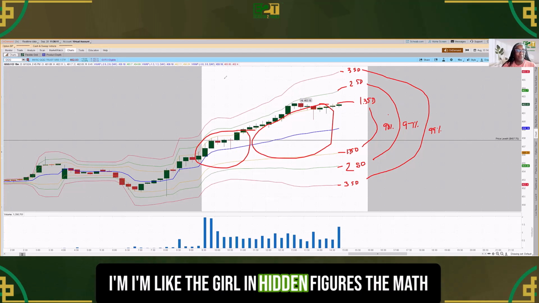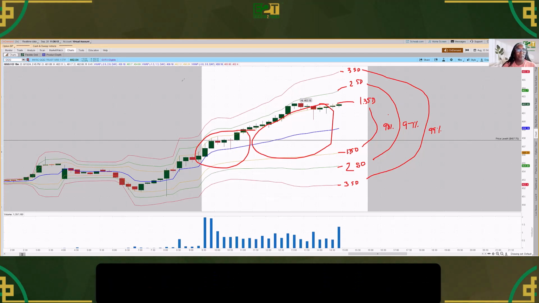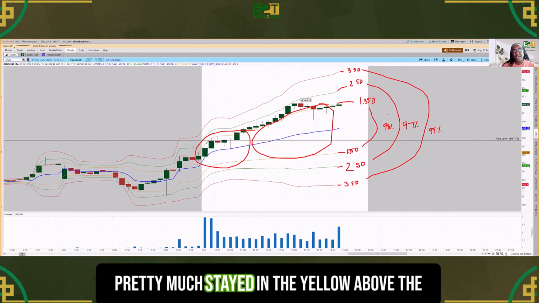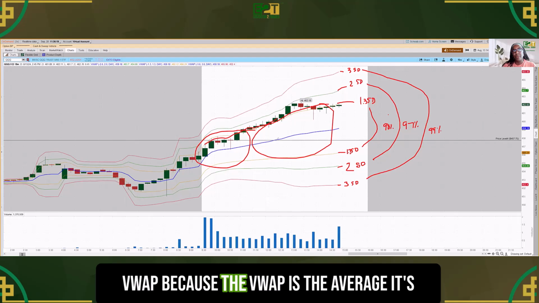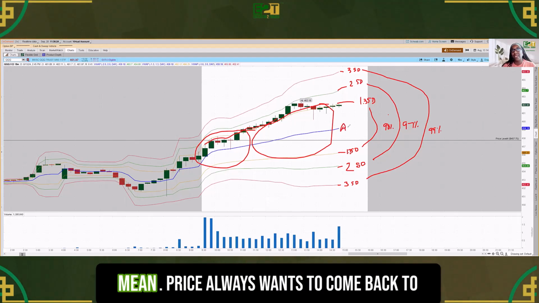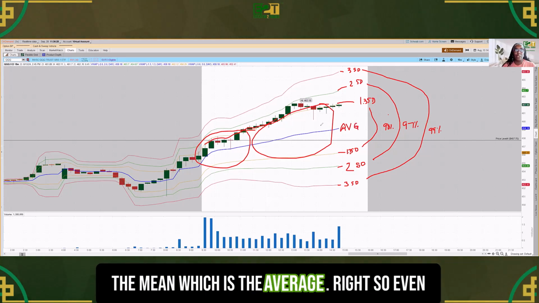I'm like the girl in Hidden Figures. The math is dependable. Math is dependable. So you see how price pretty much stayed in the yellow above the VWAP because the VWAP is the average. The price wants to come back to the mean. Price always wants to come back to the mean, which is the average, right?